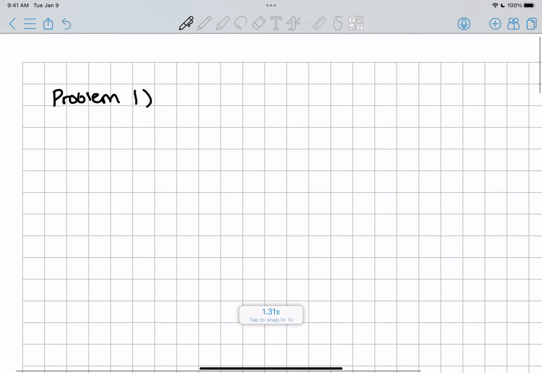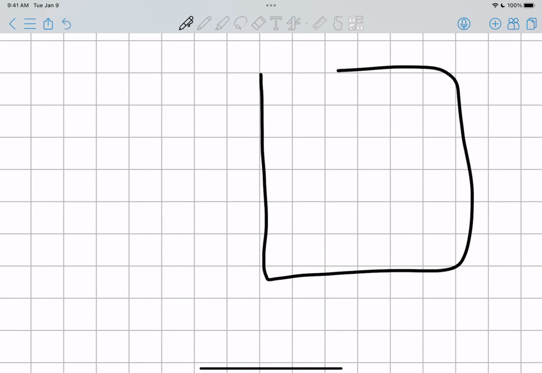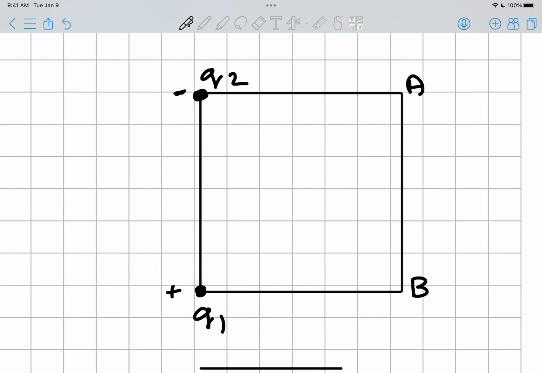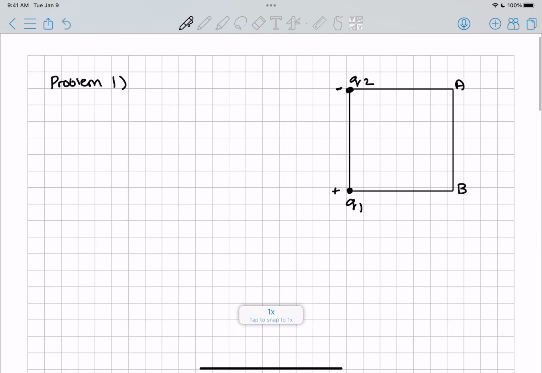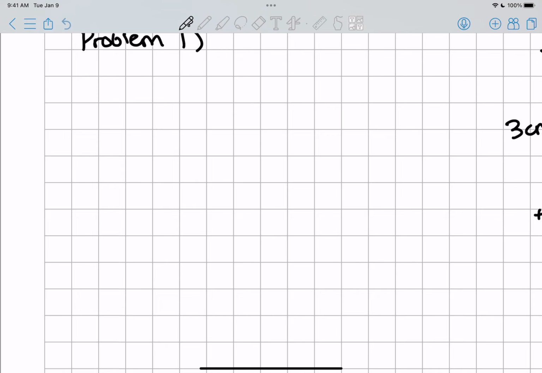So let me go ahead and draw this real quick. You have Q2 over here, and that is the negative charge, and Q1 over here, and that is the positive charge. Then you have points A and B, and they want you to calculate the electric potential at just those 2 points. The distance between Q2 and A is 3 centimeters, and the distance between Q2 and Q1 is 3 centimeters. So they're essentially asking you to find VA and VB.